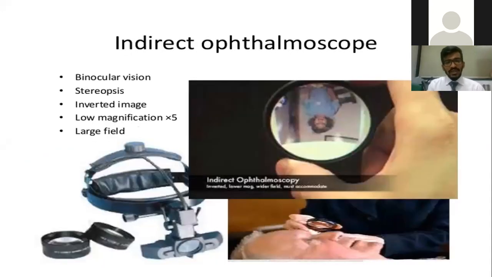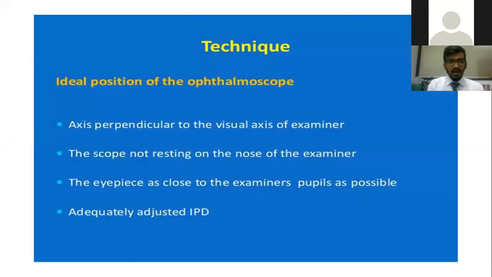For a standard retinal examination, it should be done with the IO or a slit-lamp mounted 90D or a 78D. IO gives a binocular vision, it gives stereopsis, it gives an inverted image with a low magnification, that is 5x, and a large field of view. So you can examine almost till the equator and almost till the ora in the temporal region when you see with the IO, and with indentation you can see the entire retina all throughout.